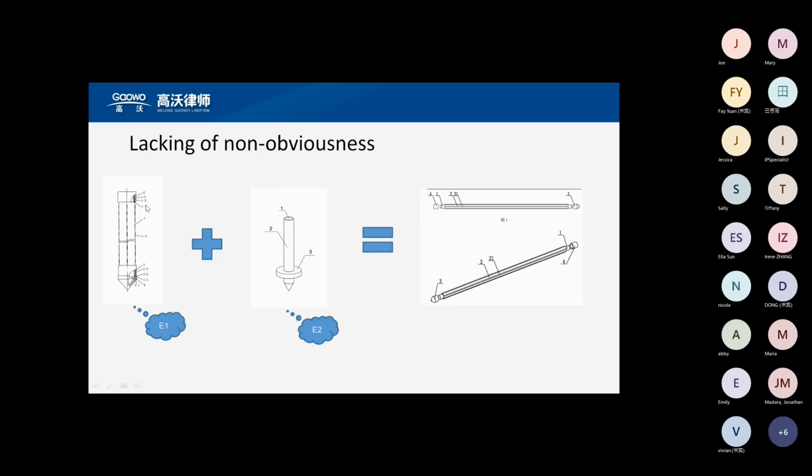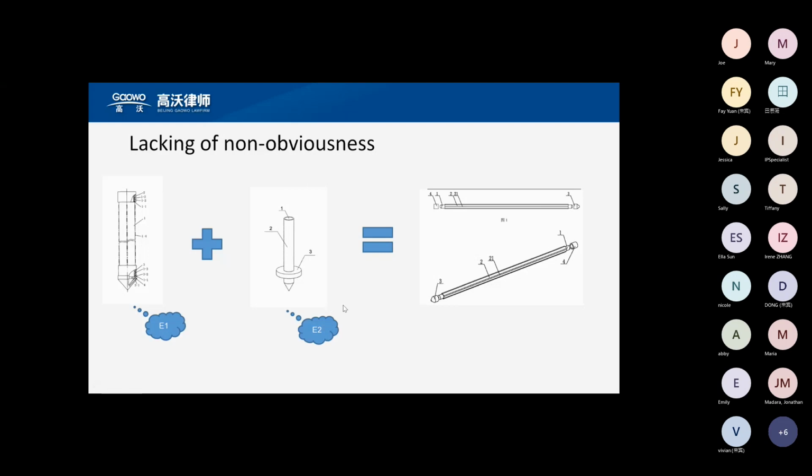You can see that the two ends of the metal tube in evidence one, both of them are flat top. They are not tapered shaped. But I use another evidence, evidence two, to combine with evidence one to challenge claim one. In evidence two, you can see the ends of the metal tube one are also tapered shaped. So I use the combination to challenge the non-obviousness of claim one.